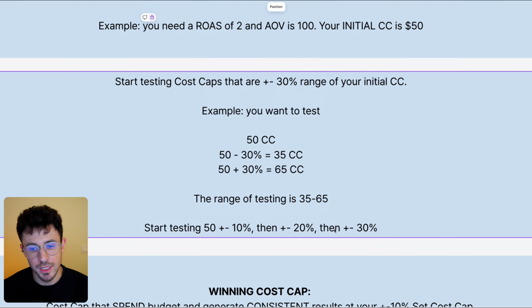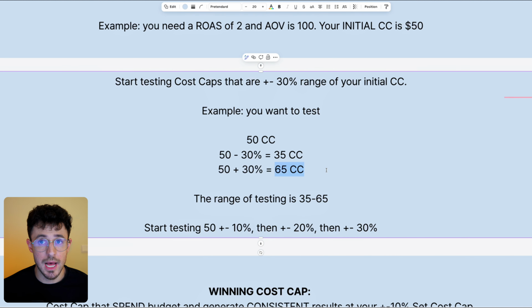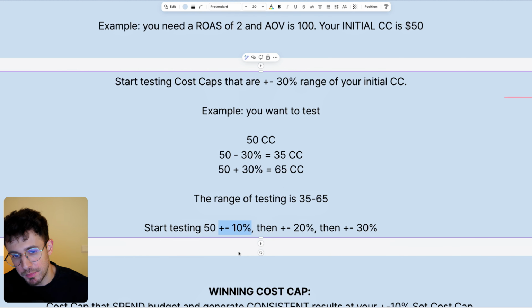And the reason why is because if you test 50 plus 30%, this 65 could be too high for your target return on ad spend. So you want to start small and then start expanding the actual cost cap differences in terms of actual money, to allow Meta to spend, because sometimes Meta is not going to spend if your cost cap is too low. And the reason why Meta doesn't spend is actually not because the cost cap is too low, it's because Meta cannot give you conversions for that cost cap with the creatives that you're using. So it could be the cost cap or it could be the creatives. That's why we only want to use winning creatives.